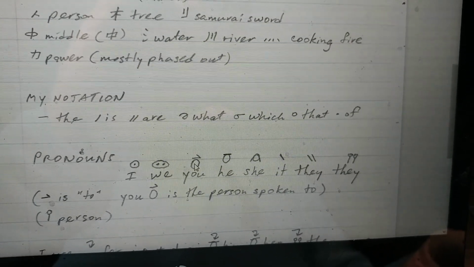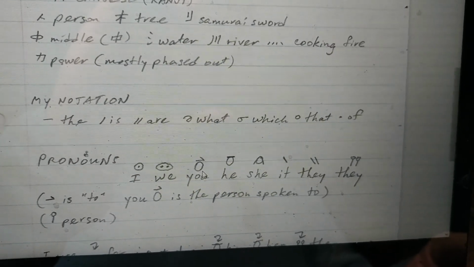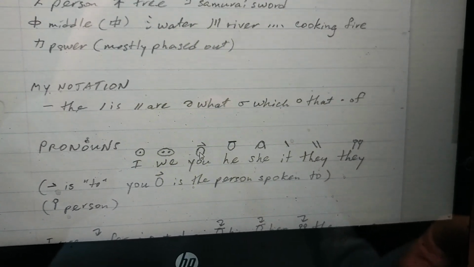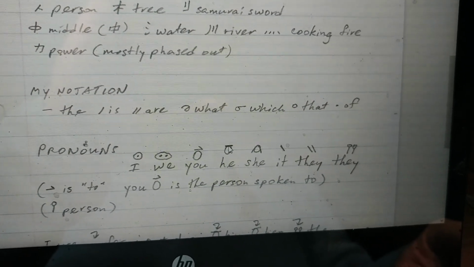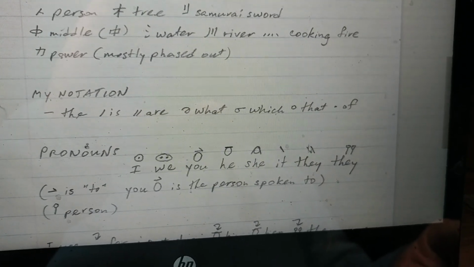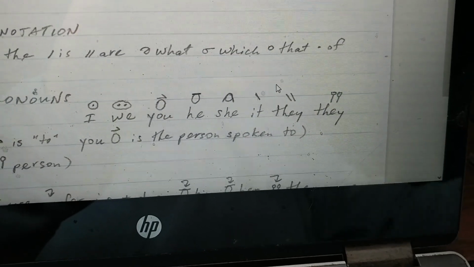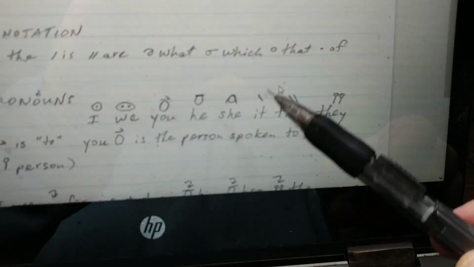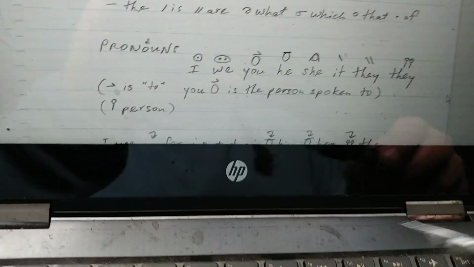The oval is a head, and the up above it is to. The second person you is the person spoken to. There's he with a flat top haircut. She with longer hair. And it and they. That would be they for things, they for people.